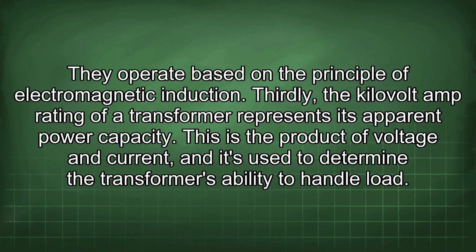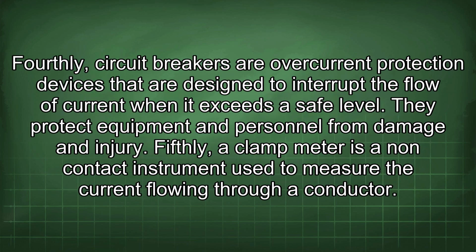Thirdly, the kilovolt amp rating of a transformer represents its apparent power capacity. This is the product of voltage and current, and it's used to determine the transformer's ability to handle load. Fourthly, circuit breakers are overcurrent protection devices that are designed to interrupt the flow of current when it exceeds a safe level. They protect equipment and personnel from damage and injury.